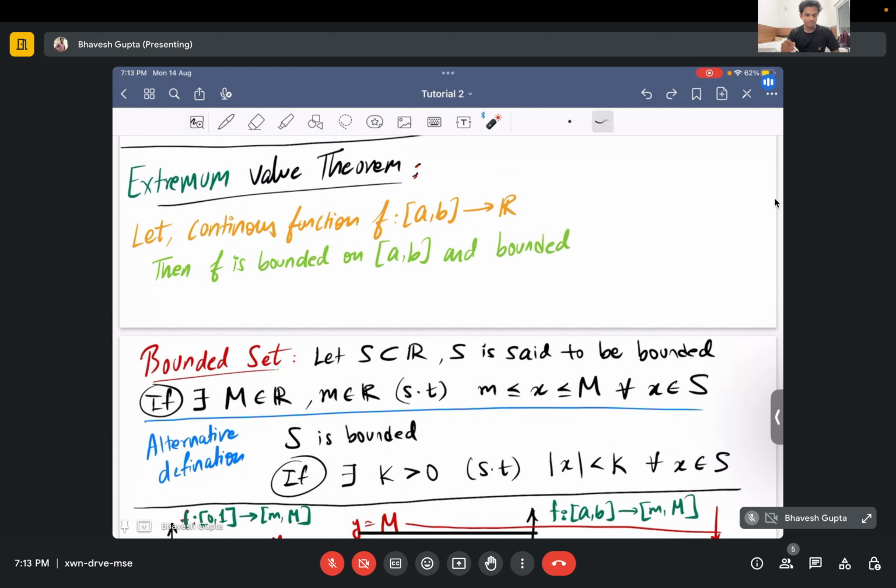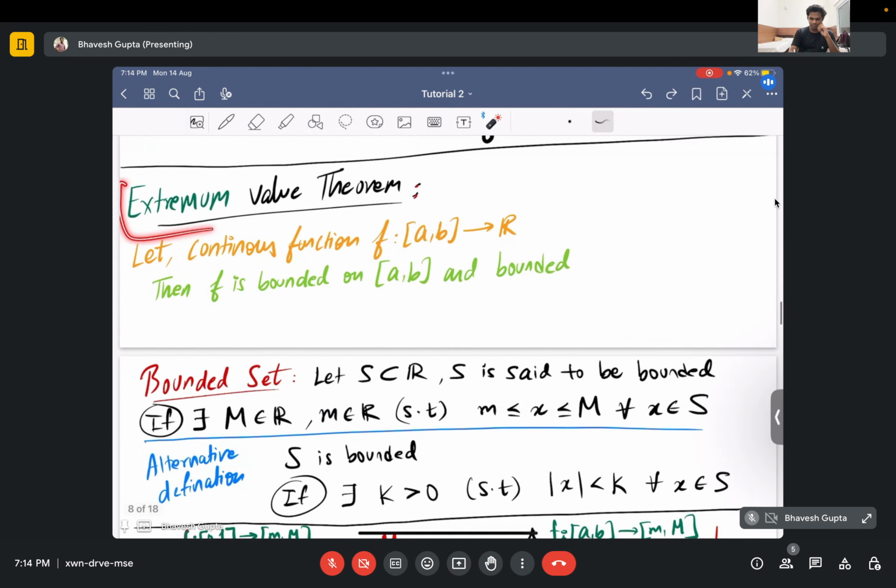So the way we can start our discussion now is, let's assume we have a continuous function in a given domain. Here the domain is an interval, and this interval gets mapped to the real line by the given function f, and we say that the function is bounded on this interval, and this is guaranteed by the extremum value theorem. So that's the idea behind the extremum value theorem. Okay.